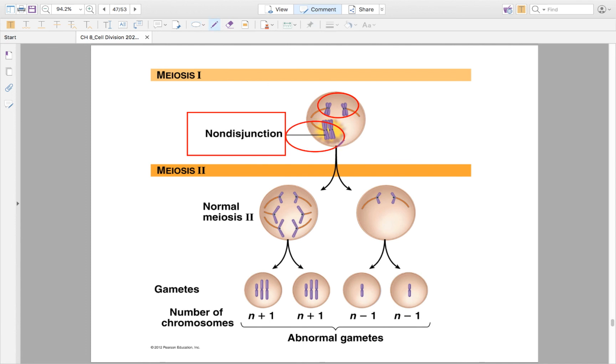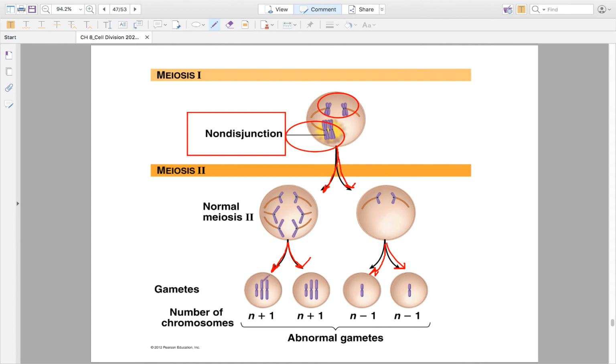And why is it not okay? This is why. All right, so let's say that happens, and then we go into meiosis 2. Okay, well, that's going to cause an unequal distribution of chromosomes. When we go into the last division, we are going to have abnormal cell count, abnormal chromosome count.